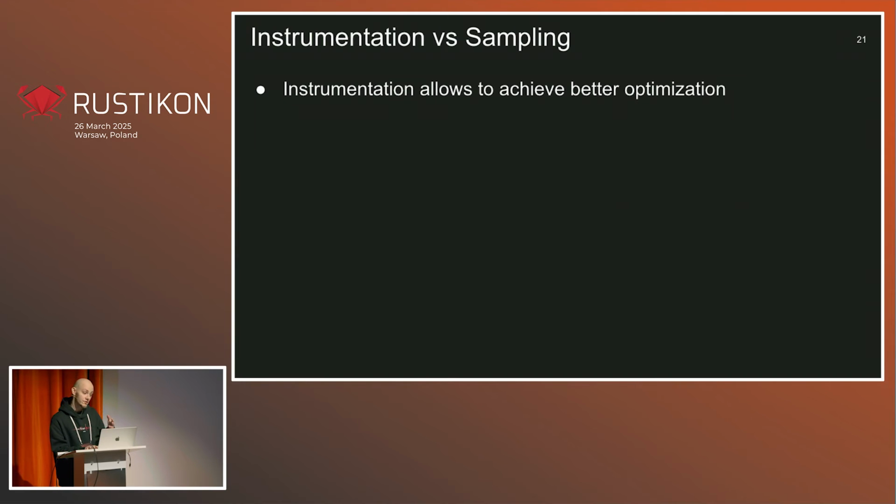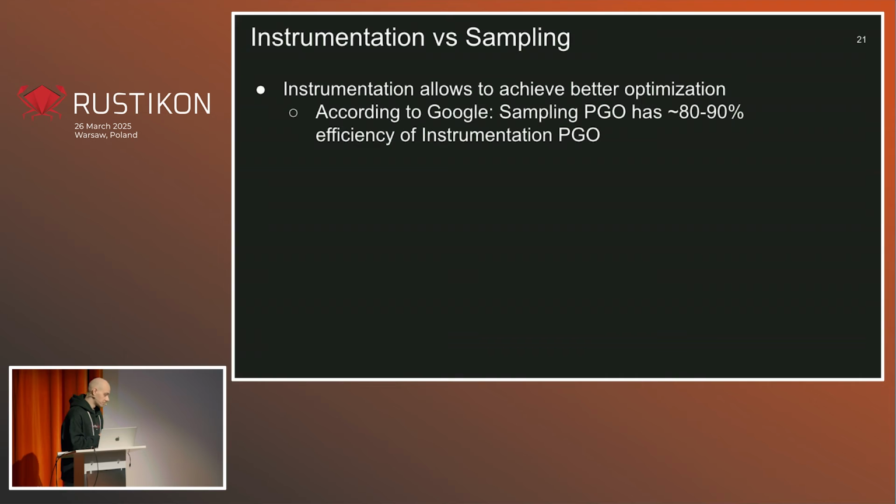At first, instrumentation, once again, according to different benchmarks also from Google, allows you to achieve better optimization. According to Google results, sampling PGO has from 80 to 90% of efficiency compared to instrumentation. So if you want to squeeze out as much performance as possible, please keep it in mind.